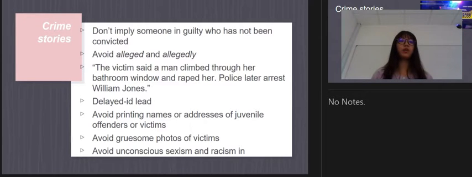And now we come to crime stories. Crime is a type of story that readers would like to see. The most important thing is the same as in accident and disaster stories: don't imply someone is guilty who hasn't been convicted. You also need to pay attention to the word alleged or allegedly. Instead, you can use the constructions below.